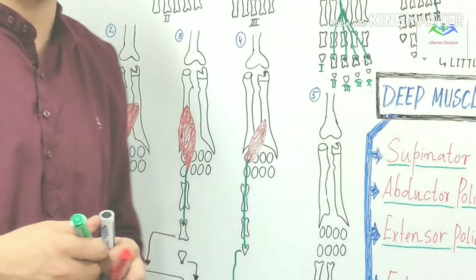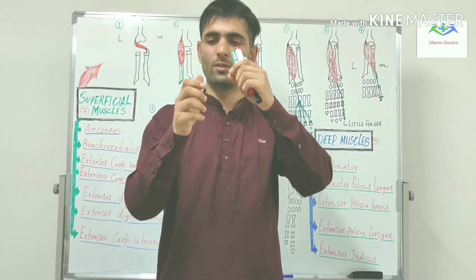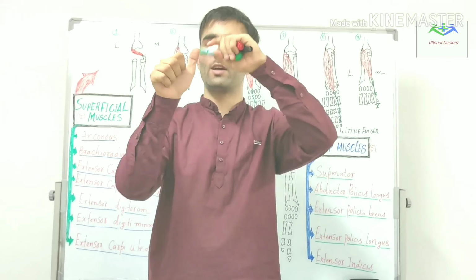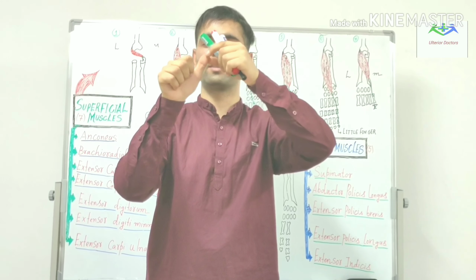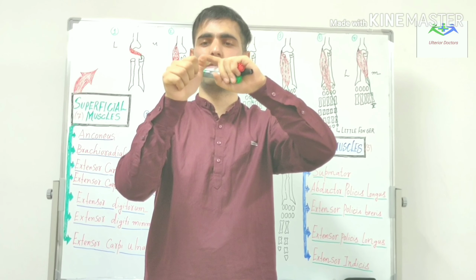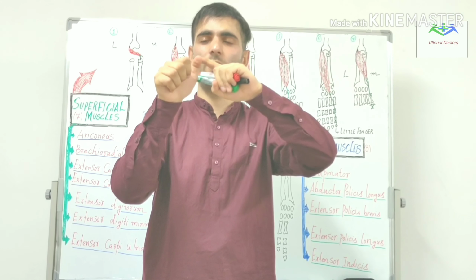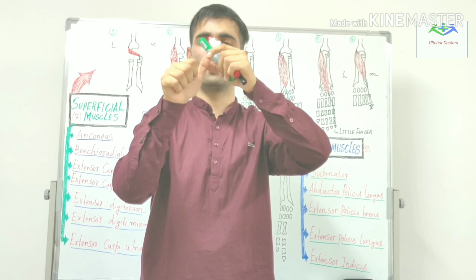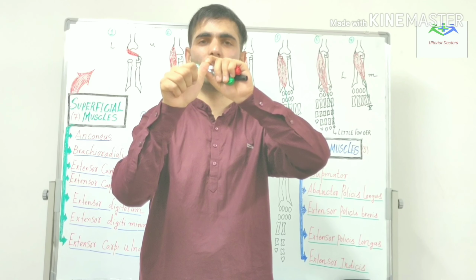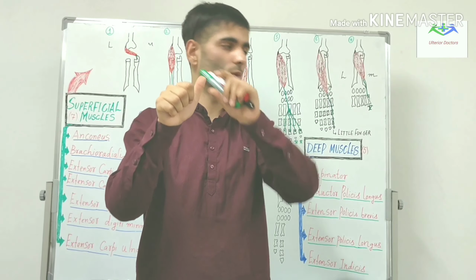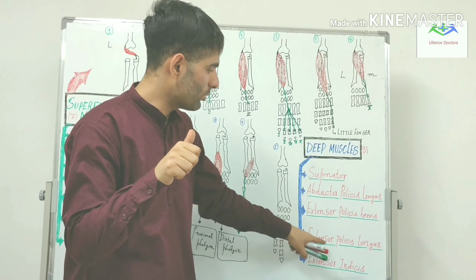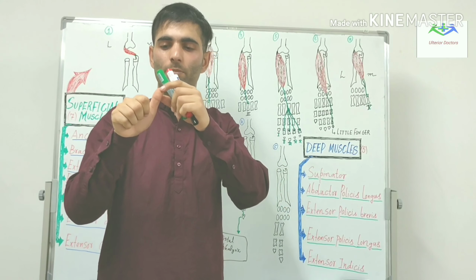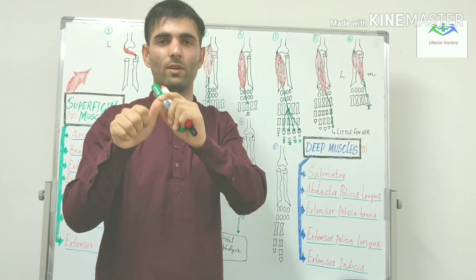So the action is like this. Look, this is the thumb, this is the distal phalanx here. This is the flexion of distal phalanx. If I do like this, this is the extension of the distal phalanx. So this muscle, extensor pollicis longus, helps in the extension of the distal phalanx.